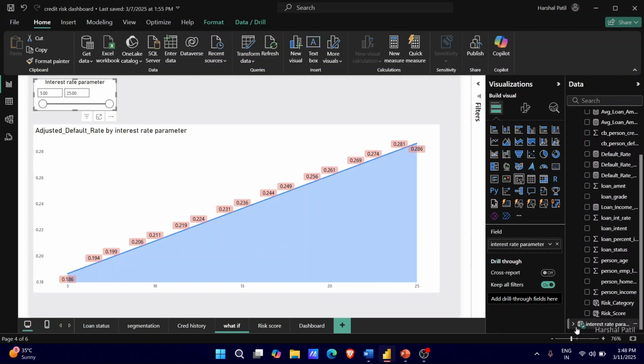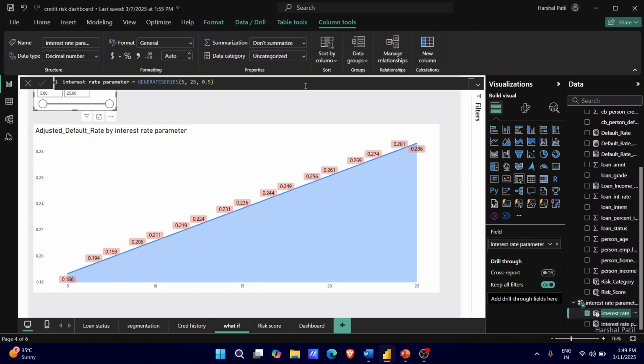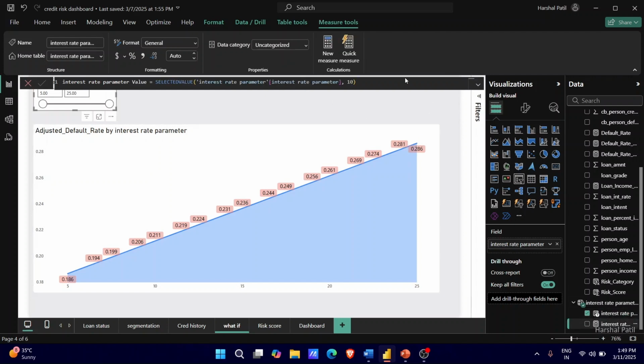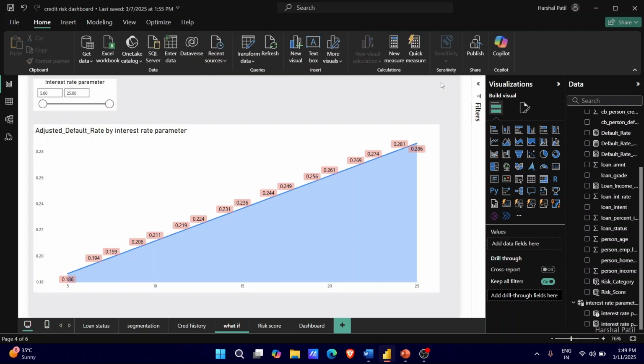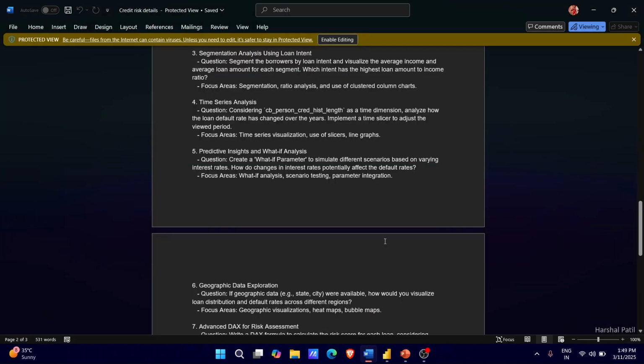And for the interest rate parameter, what we've done is we created this interest rate parameter with a generated series from 5 to 25. And then for the parameter value, we selected the value of the interest rate parameter and incremented the rate parameter by 10. So we got this line chart to calculate the interest rate and the adjusted default rate by interest rate parameter. On to the next question.